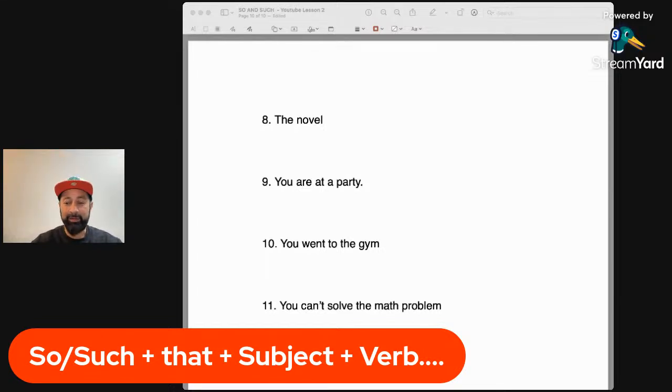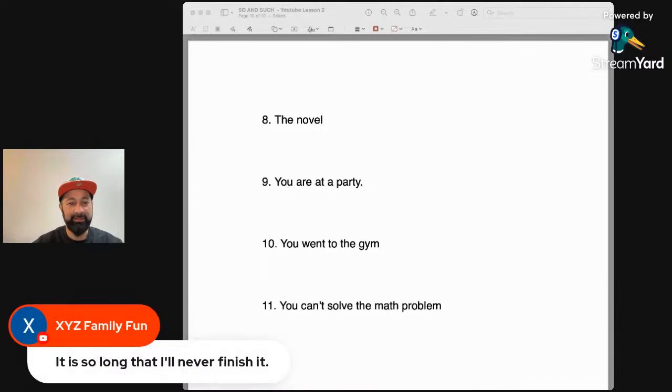All right, so we've got the novel. And we've got XYZ says, it is so long that I'll never finish it. Yeah. Some novels are so long that, yeah, it's tough to finish. Maybe novels that are 500, 600 pages. That is quite difficult to finish.